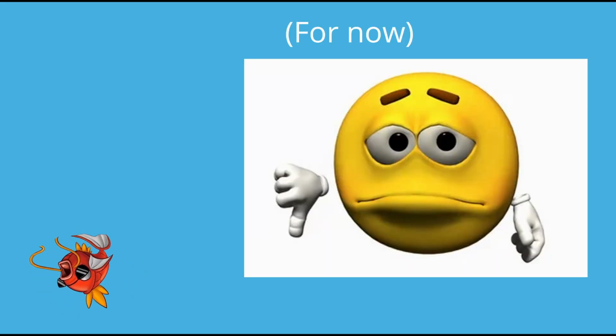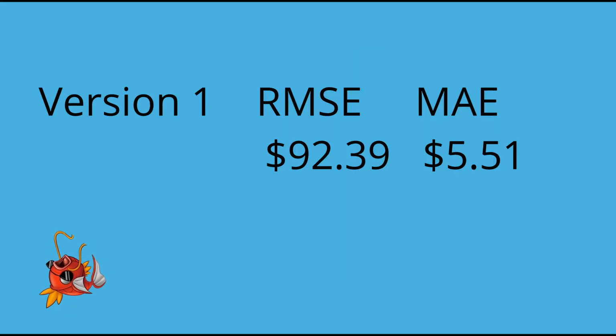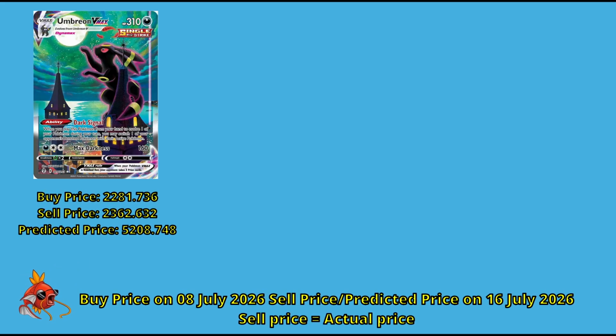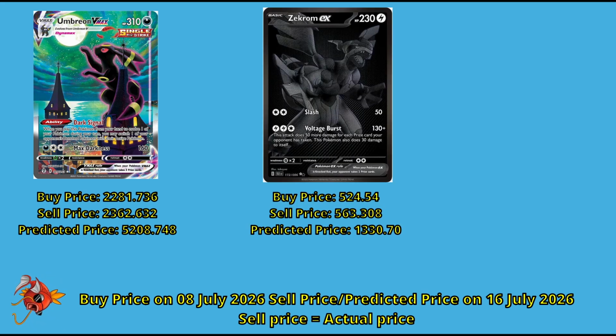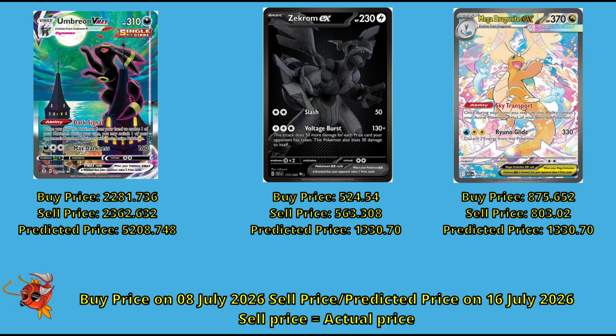So now the models have been backtested for the final week, and as I said, the results are not good. The first model, we got an RMSE of 92.39 and an MAE of 5.51. After analyzing the data, I saw we were wildly off on some big ticket items, like the Umbreon VMAX alone missed by over $2.8 thousand. The Zekrom EX was off by $700, as well as the Mega Dragonite EX was off by over $700.